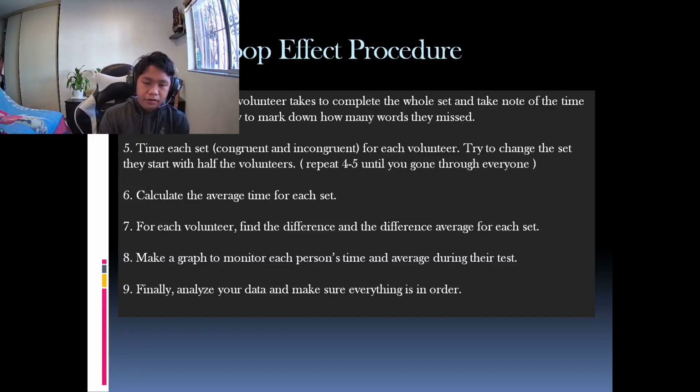After you're done with all your testing, calculate the average for each of their sets. And for each volunteer, make sure to find the difference and the difference's average for each set, the incongruent and congruent. And make a graph to monitor each person's timing and average during their test. Finally, let's analyze your data and make sure everything is in order.